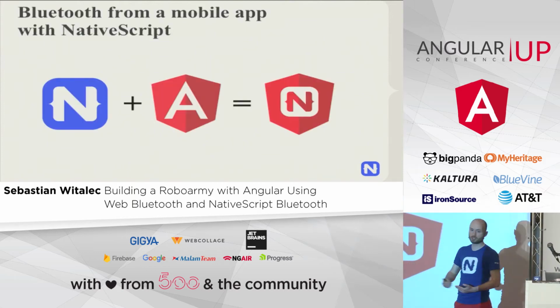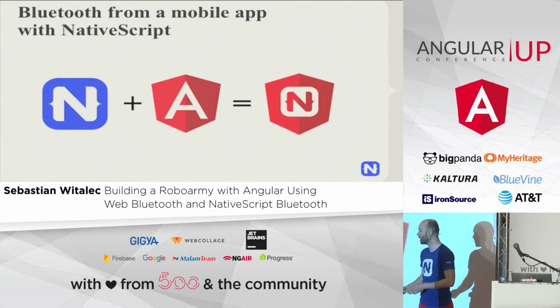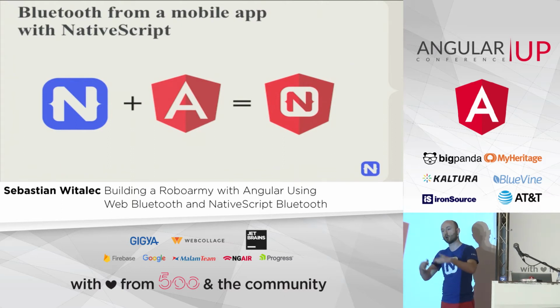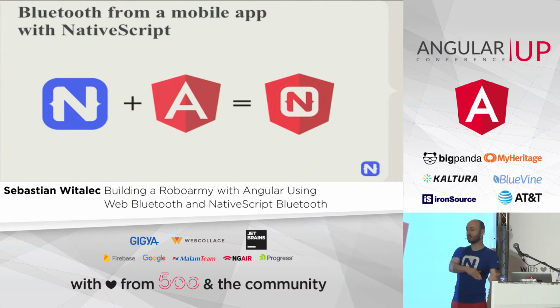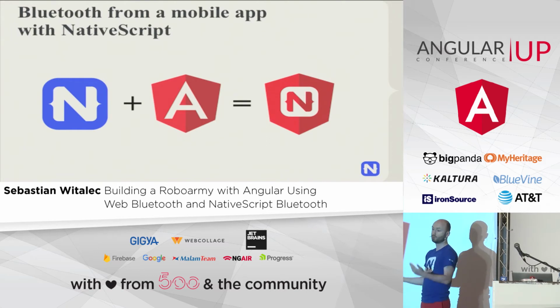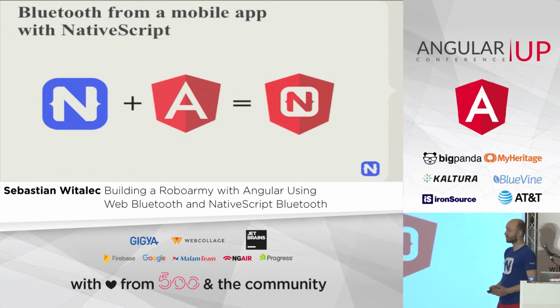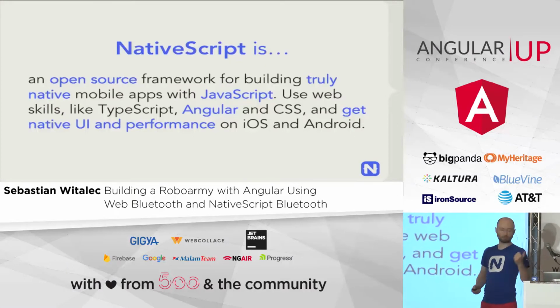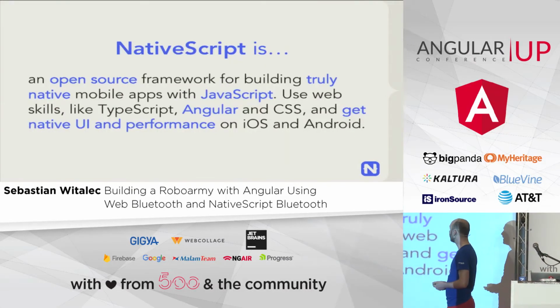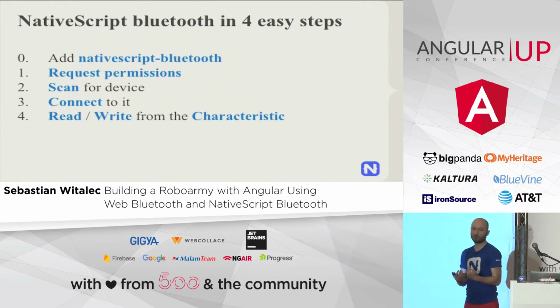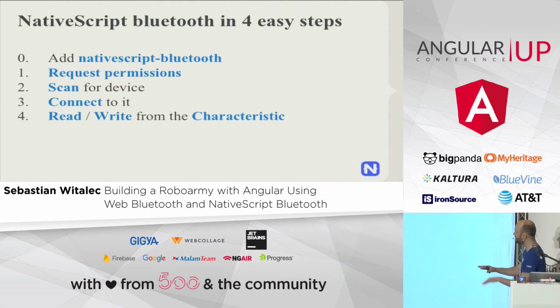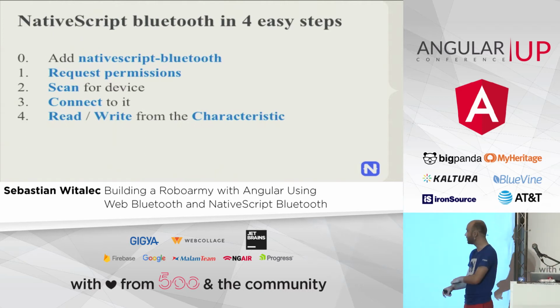And that's where we can use NativeScript. For anyone that doesn't know what NativeScript is, it's an open source framework that allows you to use either JavaScript or Angular to build mobile applications with native UIs. And this slide is actually saying that. So the way we use Bluetooth in this case is very similar, though the initial steps are slightly different.